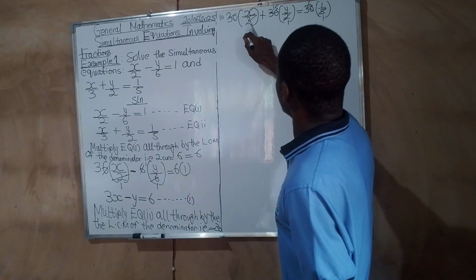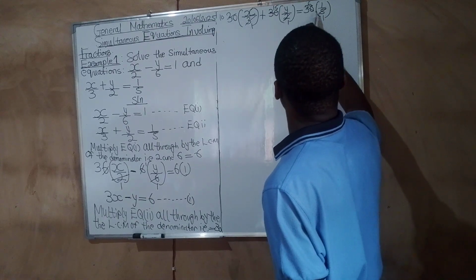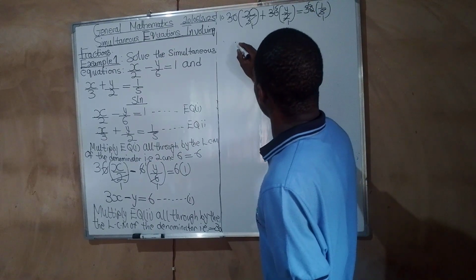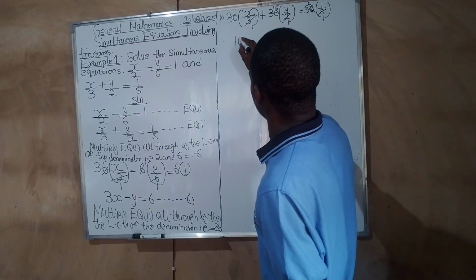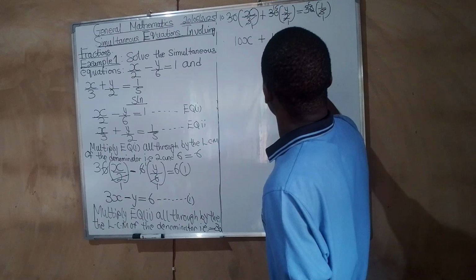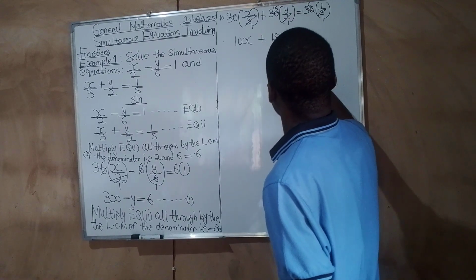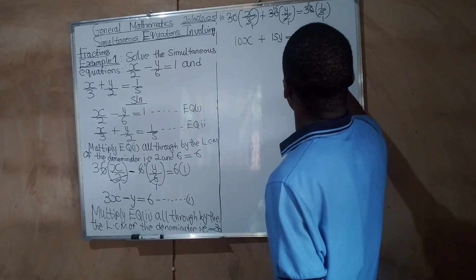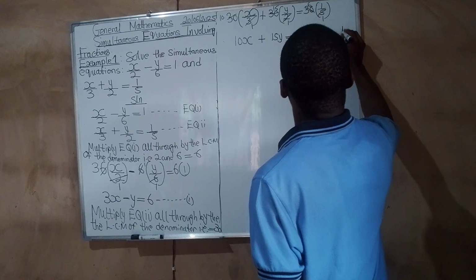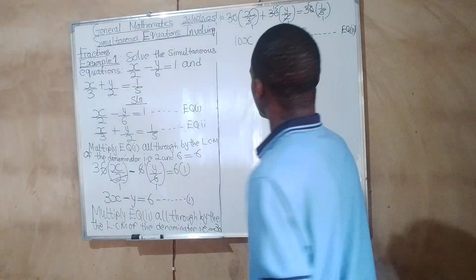Check it again. 3 in 30, 10. 2 here, 1. 2 in 30, 15. 5 here, 1. 5 in 30, sorry, not 60, is 6. So we say 10 times x will give us 10x plus 15 times y, 15y. Remember, we've cancelled this 2, so you don't make a mistake to put that. And 6 times 1 is 6. So this is our new equation 2. And this is our new equation 1.